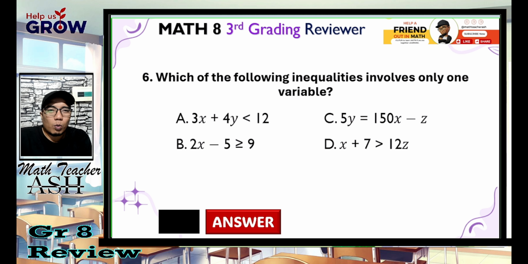Alright. So now let us go to question number 6. Which of the following inequalities involves only one variable? Is it A, 3x plus 4y is less than 12, B, 2x minus 5 is greater than or equal to 9, C, 5y is equal to 150x minus z, or D, x plus 7 is greater than 12z? I'll give you 5 seconds to think about your answer.